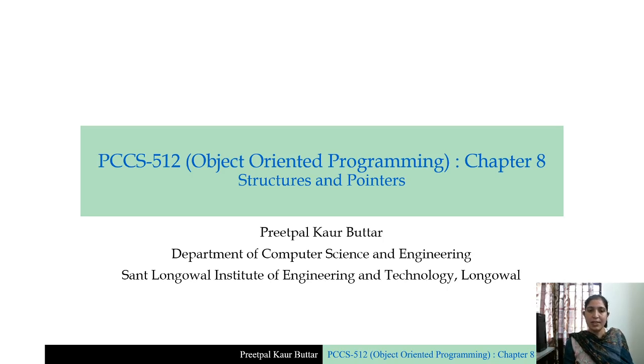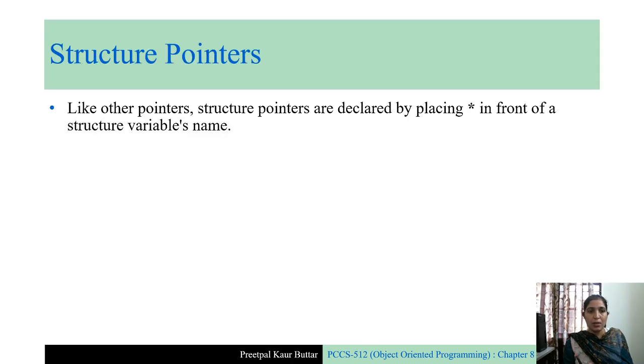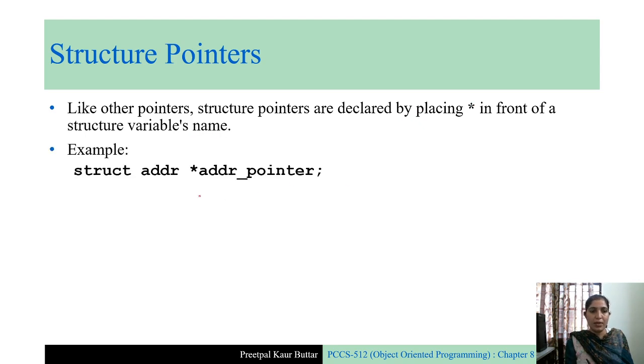So in this lecture, we will study the relationship between the structures and the pointers. Like other pointer variables, you can create structure pointers by placing the asterisk in front of the structure variable's name. Here is an example. This struct address is the tag of the structure, and address pointer is the name of the variable which we are creating, and asterisk means this is not a normal variable, this is a pointer variable, a pointer to a structure. So it will store the address of a structure.